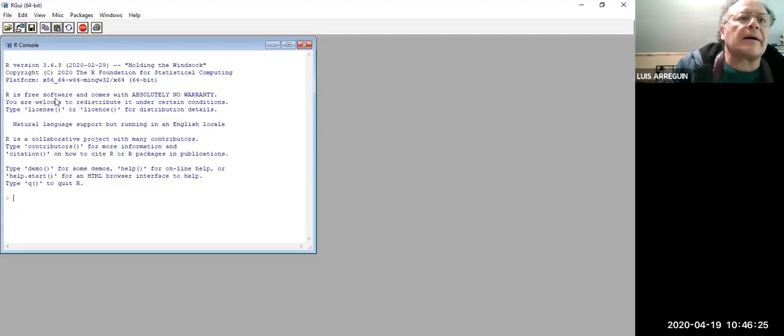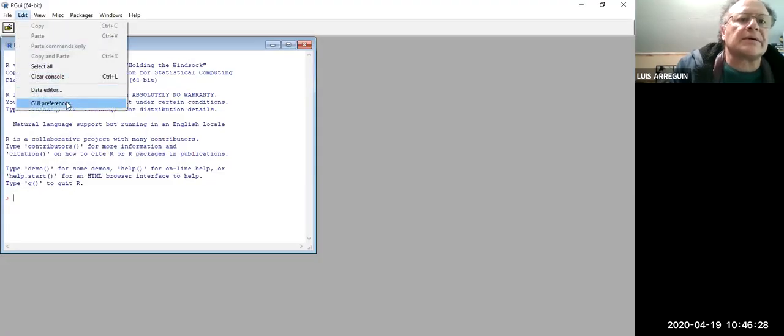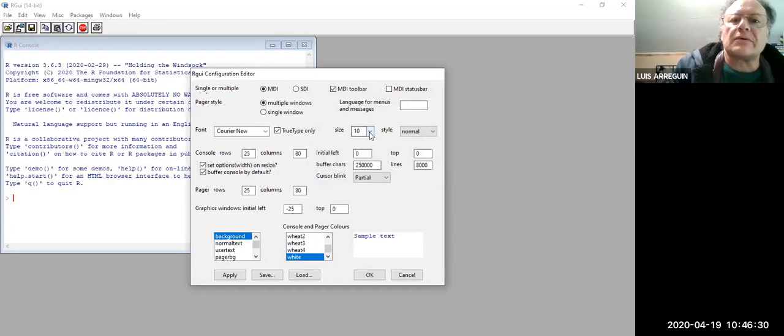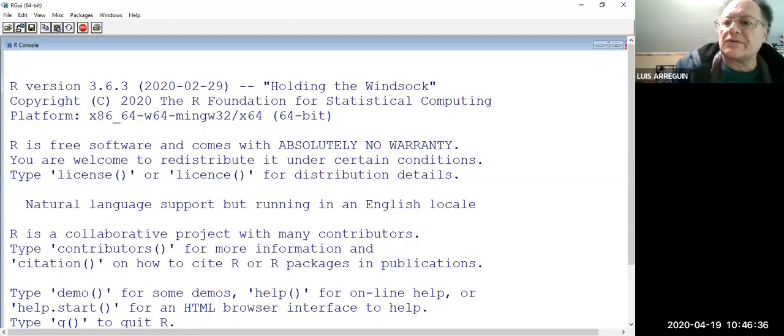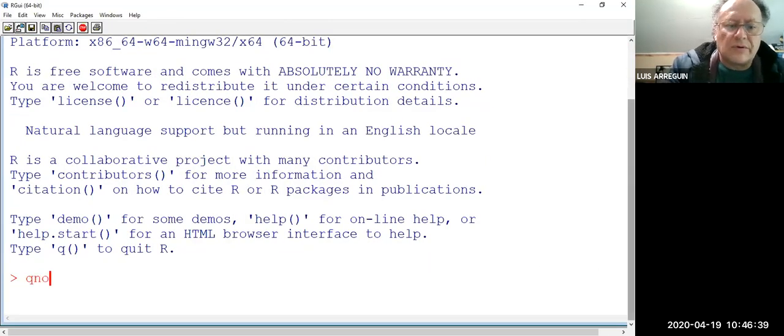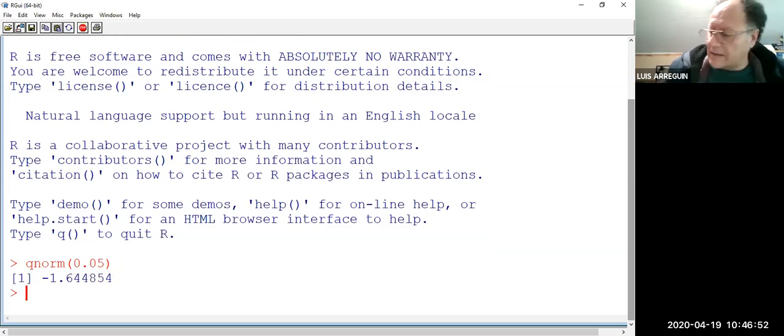So we have R here. We're going to change the font size for you to see the computations. We're going to write just qnorm of 0.05. That's what we need to compute. And this is going to be just negative 1.64454. So that's the critical value.